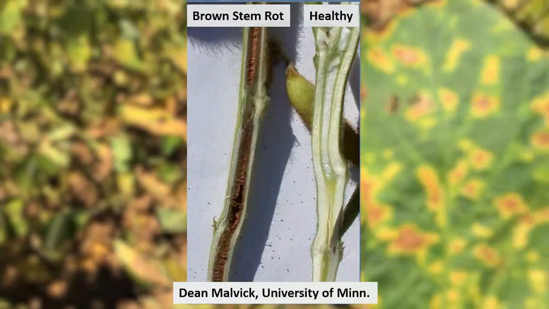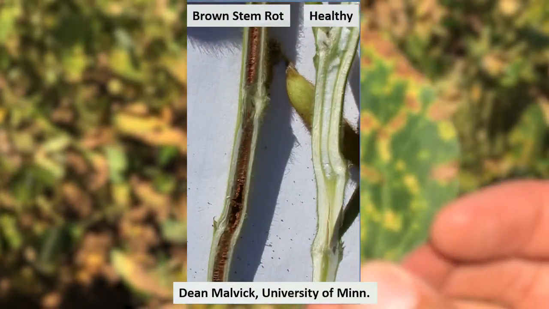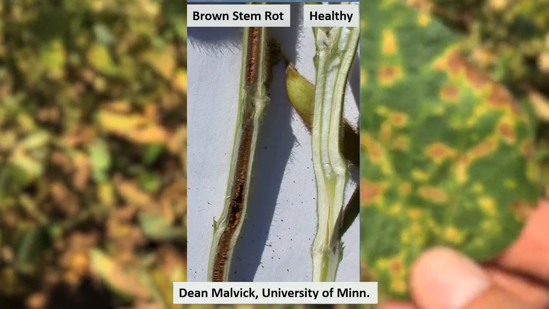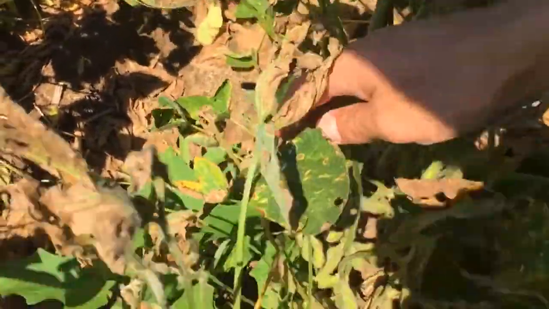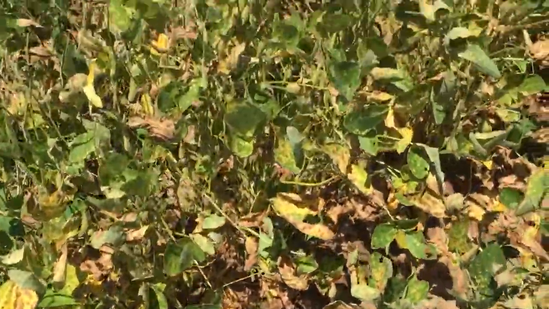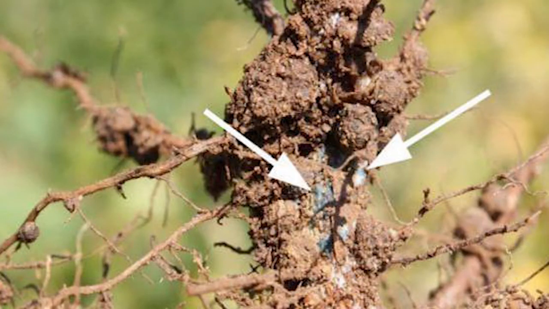However, there are a number of other diseases that can be confused with soybean sudden death syndrome, such as brown stem rot. So it's important to also pull up roots or pull up plants and split stems to see what we have. If we split those stems and it's brown stem rot, then we will see a browning of the stem tissue. Very often we will also see some blue masses of spores on the root system.